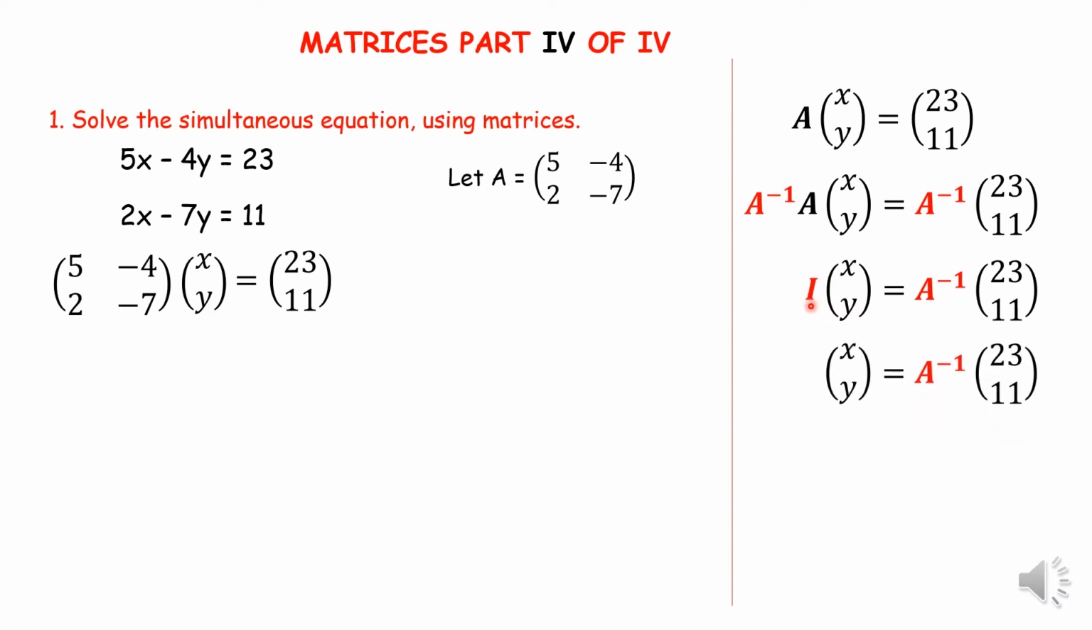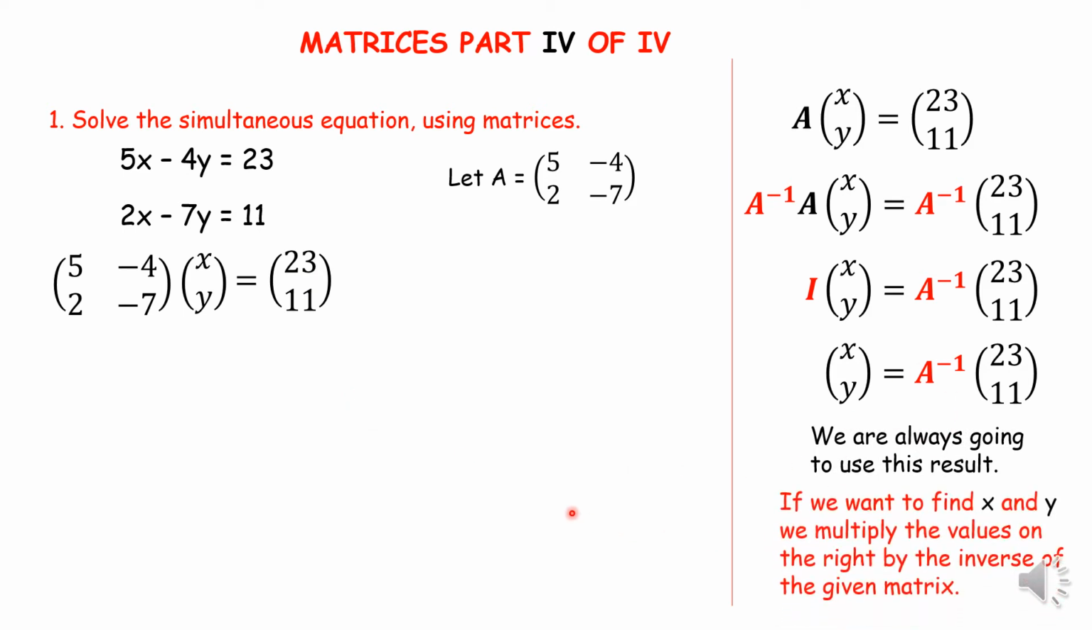So now we have xy equals the inverse of the matrix A times 23, 11. Most of the things that we need to do, we need to make sure that we write it in this format. If we get simultaneous equations in this form, we need to write them in matrix form. Then the xy should be on its own, and you multiply 23, 11 by the inverse, making sure that the inverse is on the left side of 23, 11.